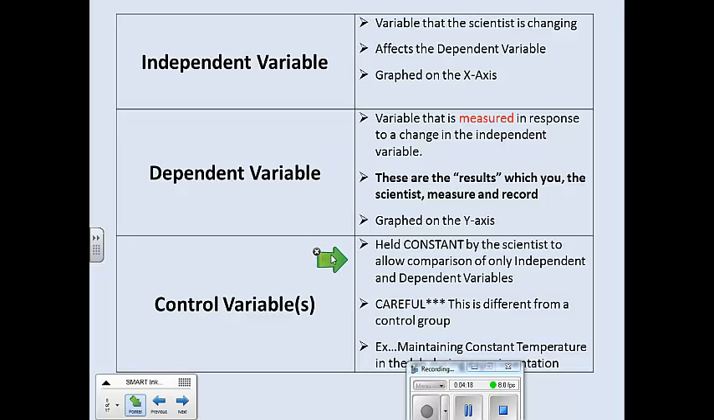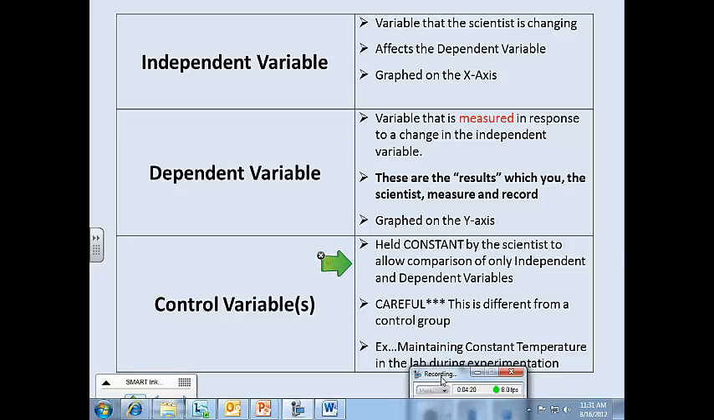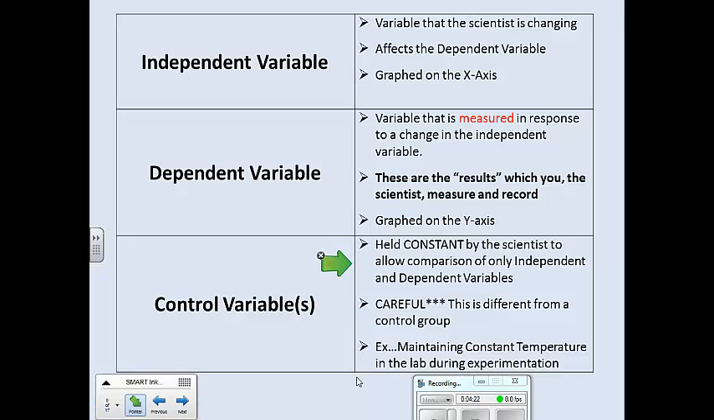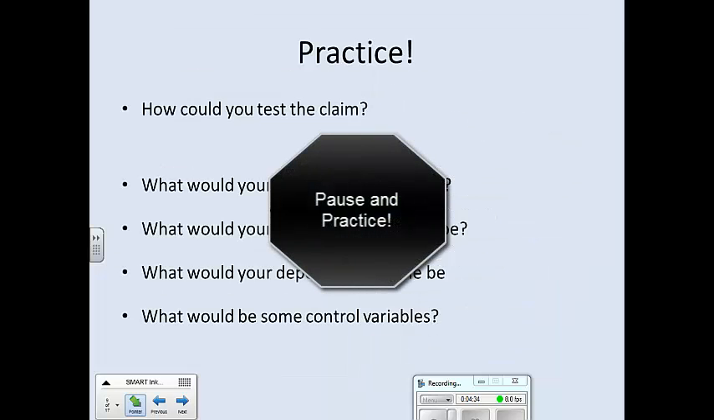And then you have control variables. Keep in mind, these are different than control groups. They're held constant. These are going to be things like temperature of the room, humidity of the room, things like that. So go ahead and pause it and go through the vacuum cleaner.